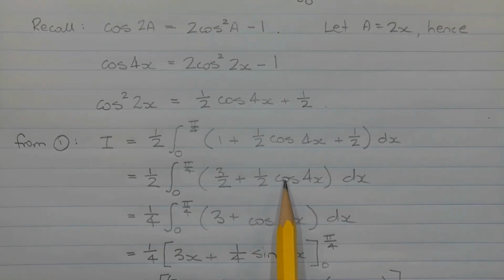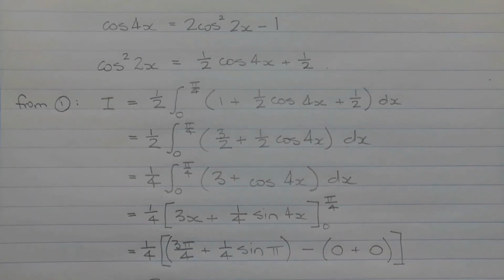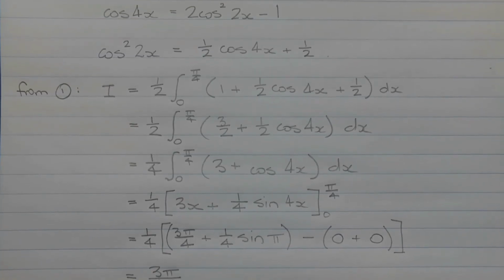And we can factorise out 1 over 2 from both terms in the integrand. So the integral is 1 over 4 times the integral from x equals 0 to x equals pi over 4 of 3 plus cos 4x dx. And that's certainly easier to integrate than an integrand involving cos squared 2x. So integrating 3 plus cos 4x, and taking into account the 1 over 4 here, we get 1 over 4 outside of 3x plus 1 over 4 times sine 4x from x equals 0 to x equals pi over 4.